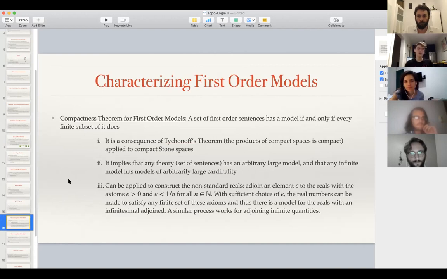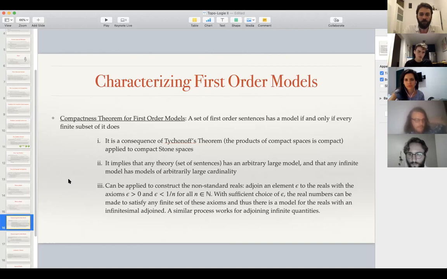So what this says is that if I have a set of first order sentences, I want to see if it has a model. So is there some model for which the sentences are modeled by it or true on it, in the sense of the last slide, if and only if every finite subset of the sentences has a model. So this is saying if I have an infinite list of sentences, if I want to determine if they're all true, I can test each finite subset of them.